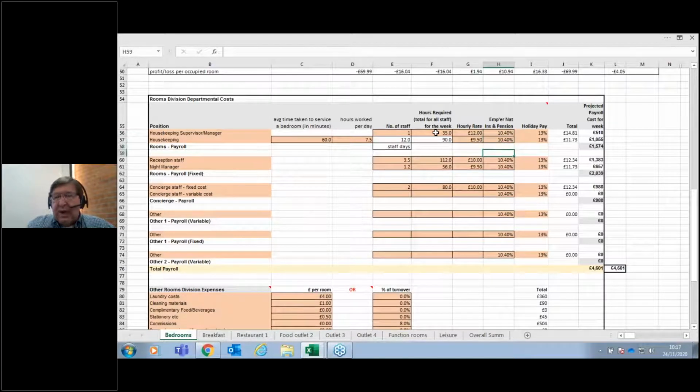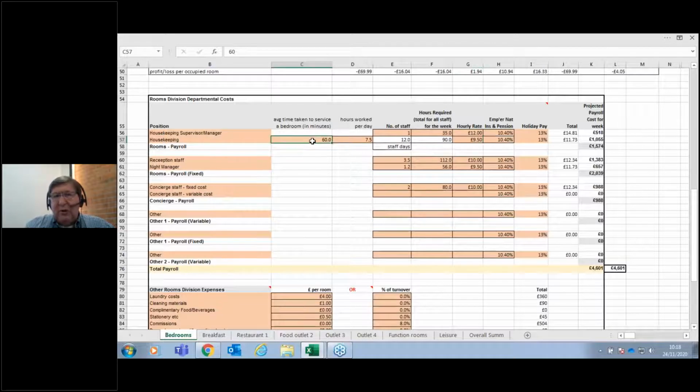So they're already in the model and will carry forward to subsequent weeks, but you can change them. If, for example, you thought yours was 9, then populate it with 9 and it will automatically update everything else. In the case of servicing bedrooms, it will automatically calculate the number of hours required in terms of housekeeping staff.